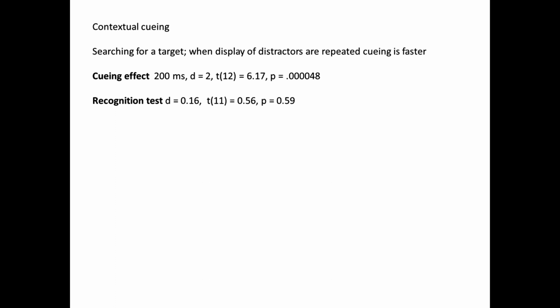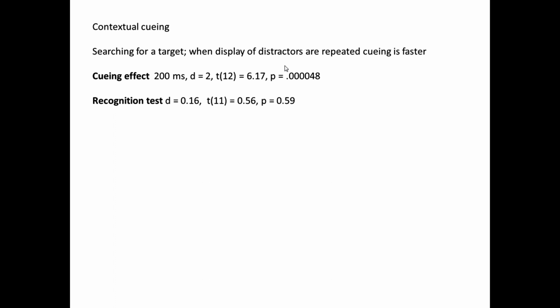Now to give another example to illustrate why I would always go with raw effect sizes. This is contextual cueing. It's an implicit learning experiment where you search for a target and some of the distractor displays are repeated. People are faster to find the target when the distractor display is repeated rather than new. So you get a reaction time savings from old displays. Not terribly surprising. The claim is it's implicit because if you ask people to recognize whether an old distractor display is old compared to a new display, they can be non-significantly different from chance on a recognition test.